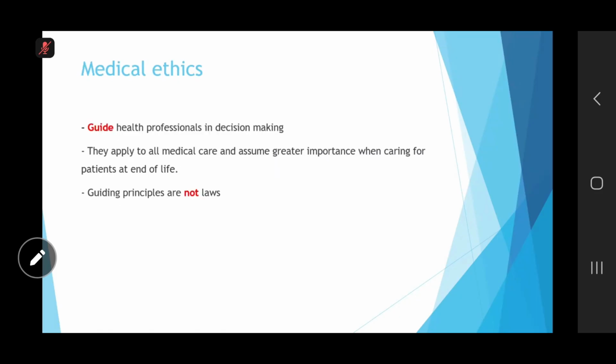Medical ethics guide health professionals in decision making. They apply to all medical care and assume greater importance when caring for patients at the end of life. They are just guiding principles and they are not laws. So as we are taking care of these patients, especially at the end of life, we need to apply these medical ethics.